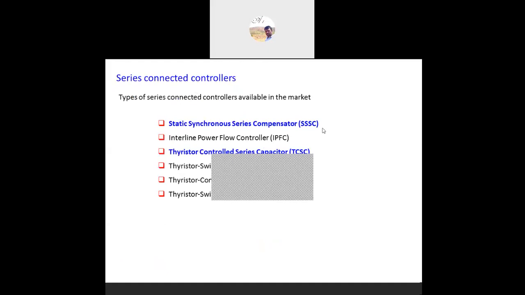Now we have the series connected controllers. In series connected controllers, we have the static synchronous series compensator, interline power flow controller, thyristor controlled series capacitor, thyristor switched series capacitor, thyristor controlled series reactor, and thyristor switched series reactor. So these are the types. Now we will discuss what we have studied.